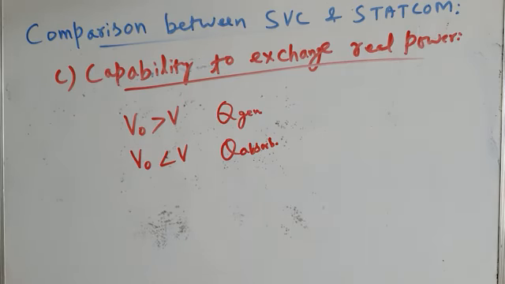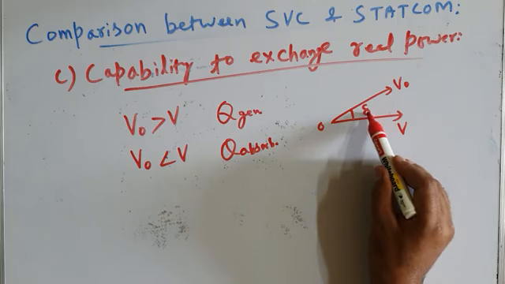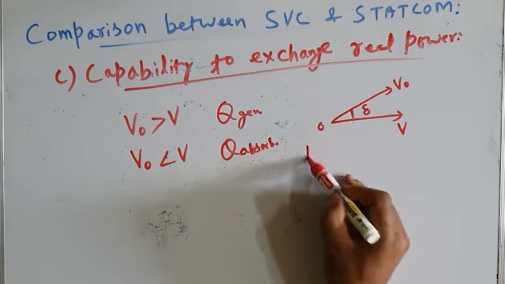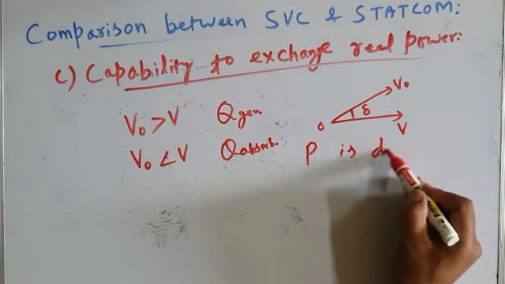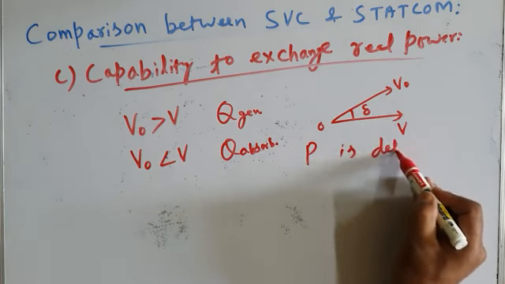Then it can supply real power also. For example, how can it supply real power? Irrespective of whatever the STATCOM output voltage magnitude is, magnitude is not a concern, the phase angle is what matters. If the STATCOM output voltage can be made to lead the bus voltage by an angle delta, which is also called the power angle, then P is delivered. The real power is delivered to the AC bus.